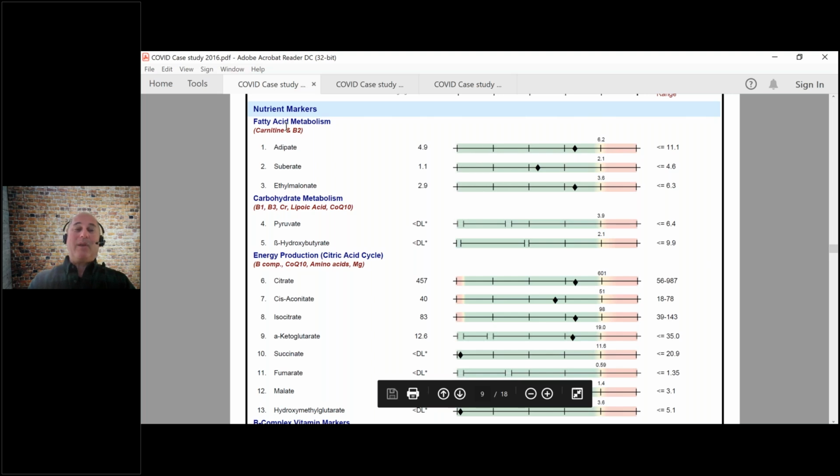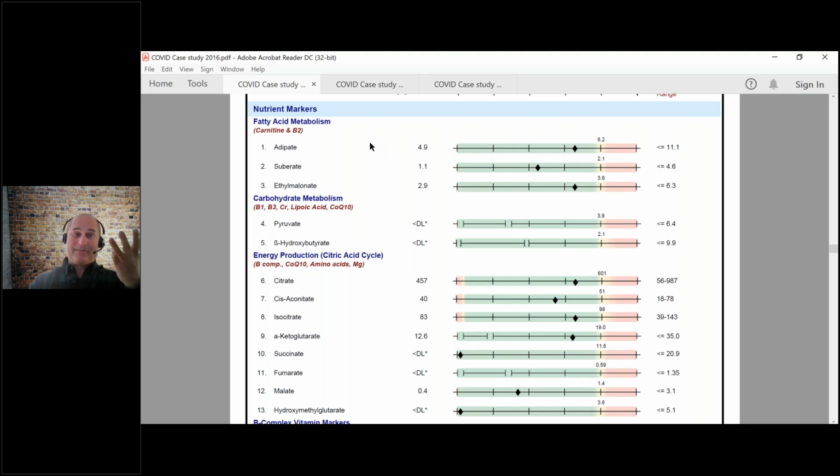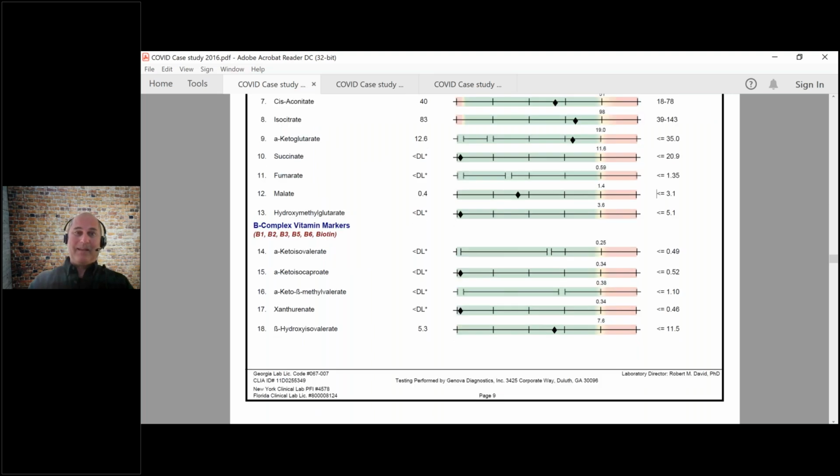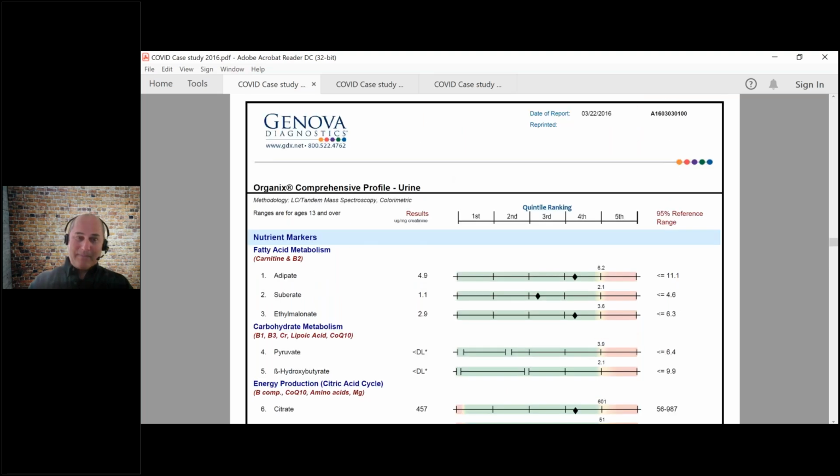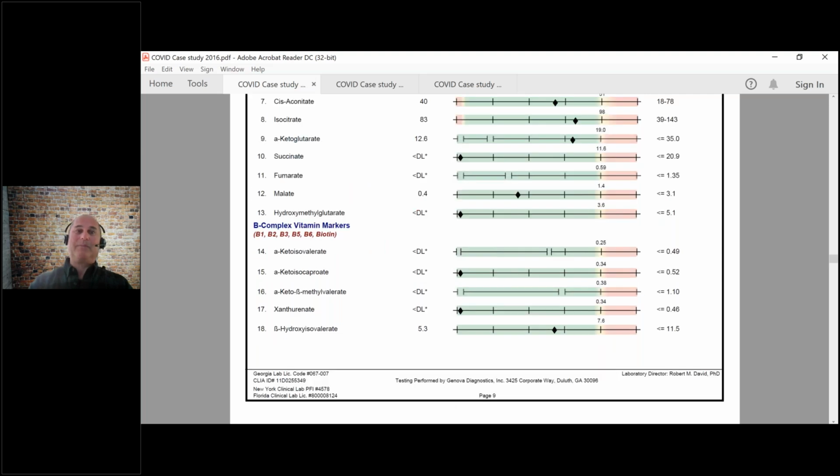Okay, and what are we actually measuring? Well, we're measuring metabolism. And what does metabolism mean? Well, we're breaking down food. What are the foods? There's fats, carbs, and proteins, the 3 macronutrients. So here you have fatty acid metabolism. Here you have carbohydrate metabolism. And then down here you have the B complex markers, which are measuring amino acid metabolism or protein metabolism. That's what B vitamins do. So again, we have fat metabolism, carb metabolism, and the protein metabolism markers.